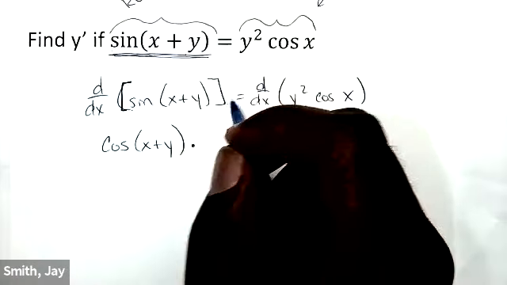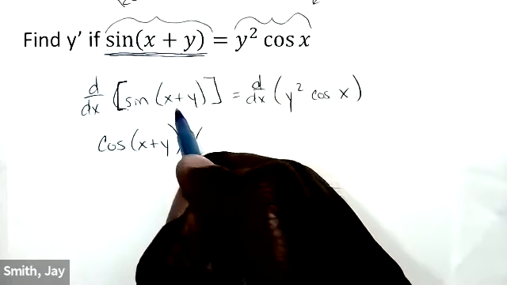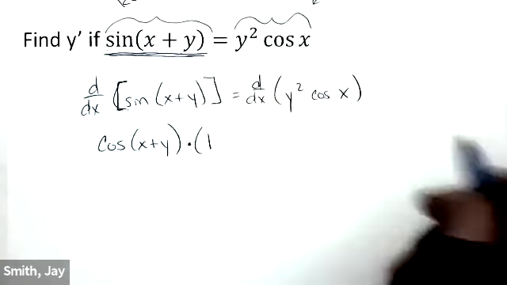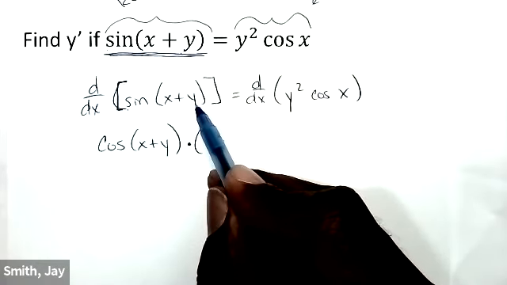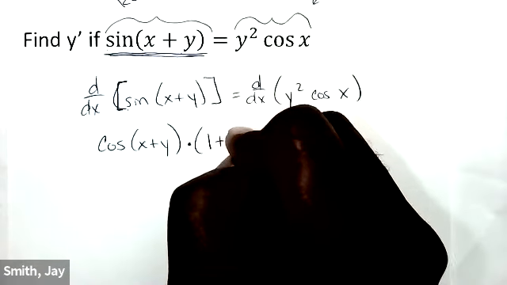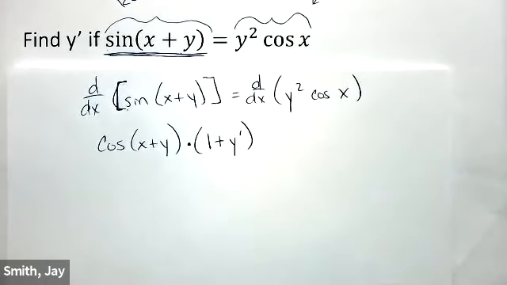Remember, my inner function here is x plus y, keeping in mind that we're taking this derivative implicitly. The derivative of x with respect to x is 1, plus the derivative of y with respect to x. The derivative of y will be 1, but because we're solving this implicitly, anytime we take the derivative of something defined by y, we must attach a y prime.